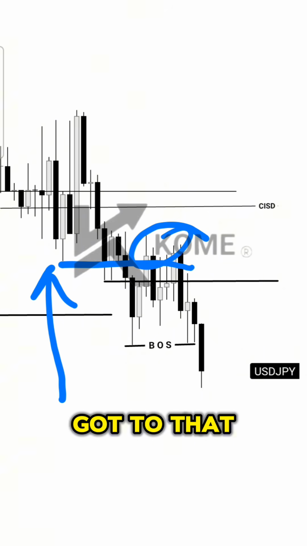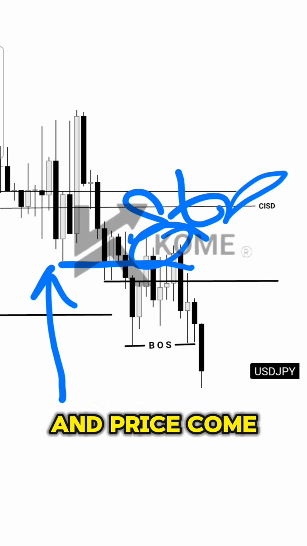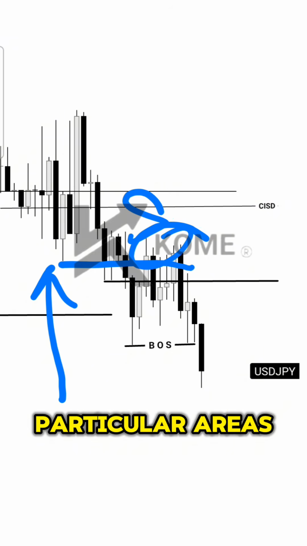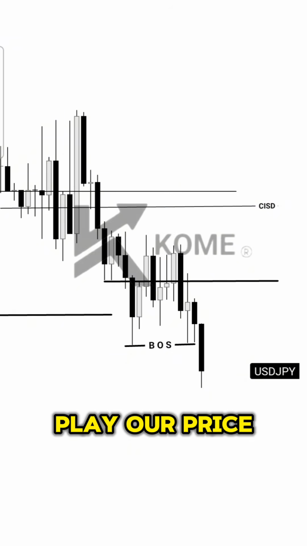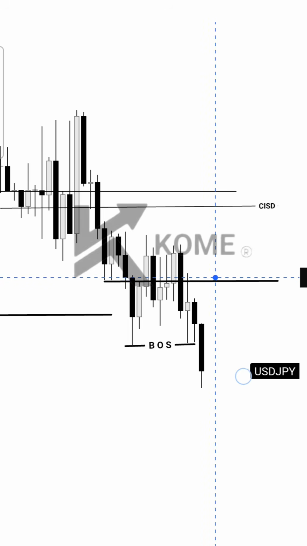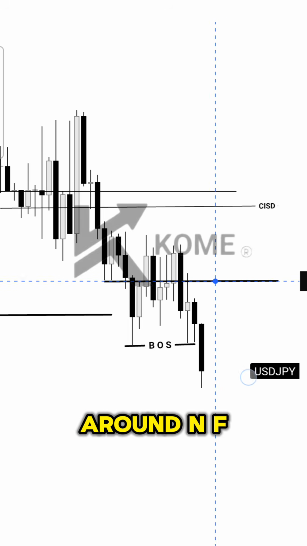Price came and mitigated that zone. So this is why we see this as a strong zone. So this is a strong level, and price comes and breaks this zone. So automatically we need to look out for entry on these particular areas. Okay, so we play our price and put in our limit order. And at this point, this is around 2:01, around NFP time.